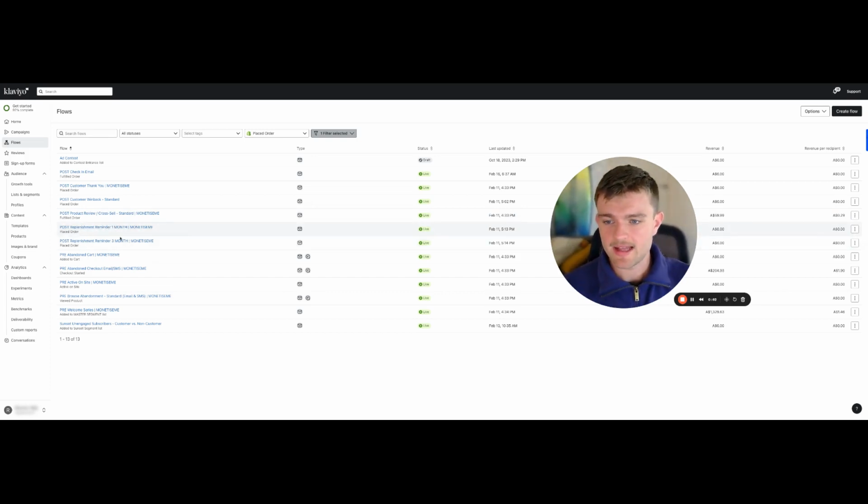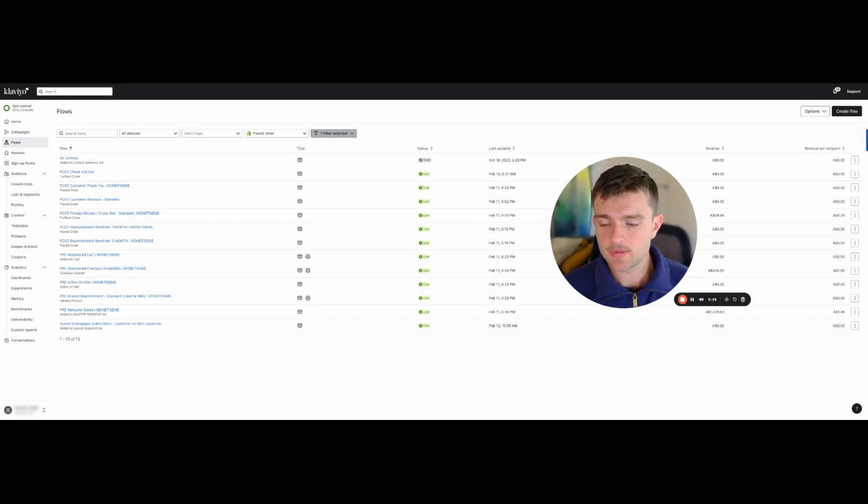The reason we've split that up is just because of the nature of this product. There is a 1 month pack and there is a 3 month pack. So we want to be sending replenishment reminders at different points. Like if someone's ordered a 3 month pack, we don't want to be sending a replenishment reminder after 20 days. But if someone ordered a 1 month pack, we want to be sending a replenishment reminder after 20 days.